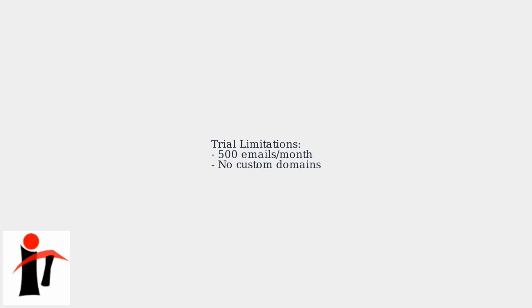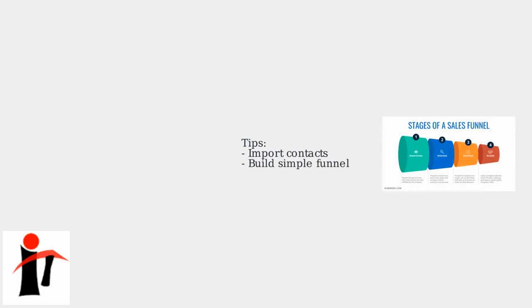Remember, during the trial, there are some limitations, such as capped email sends at 500 per month and restrictions on custom domains. To make the most of the trial, focus on importing contacts and building a simple sales funnel to see how Go High Level can streamline your processes.